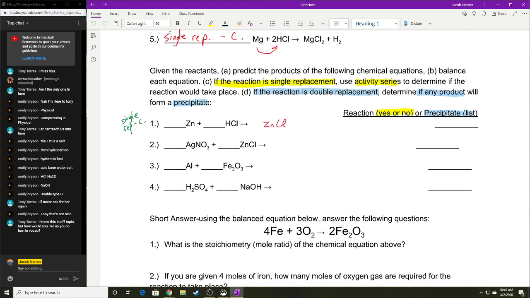Now the annoying thing here is we actually don't know what the charge on zinc is, but what is the charge on zinc usually going to be? 2. All right.